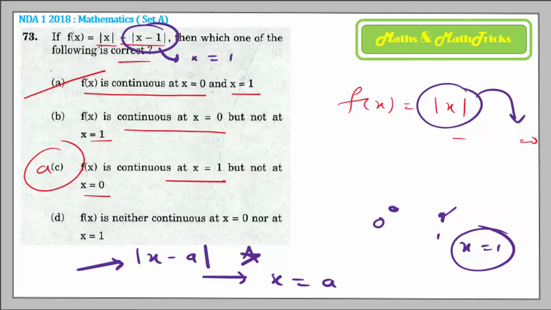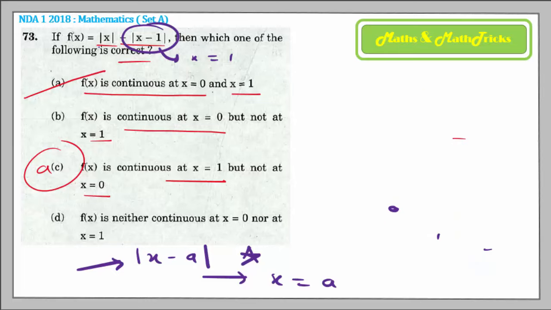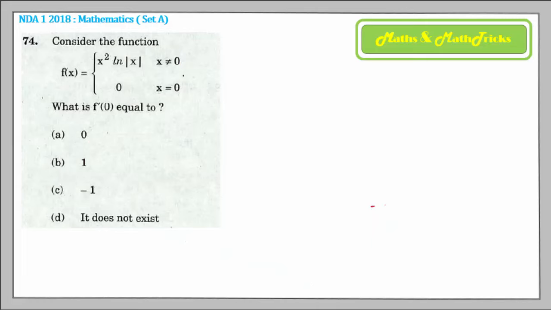Alright, moving on to the next question, that is question number 74. Look at this, we have been given a function f of x which is defined to be x square ln mod x for x non-zero, and it is defined to be 0 when x is 0. Alright, and we are asked f dash 0.